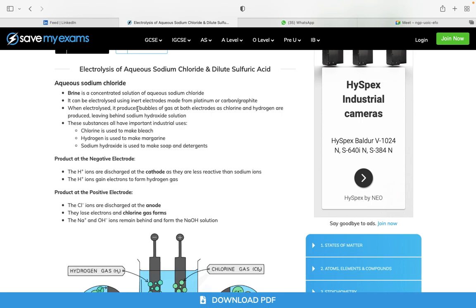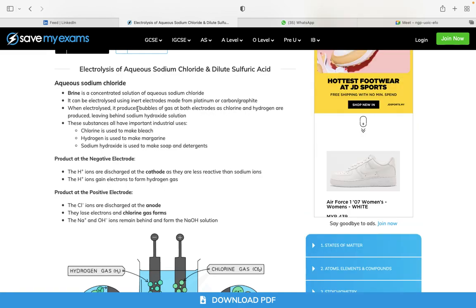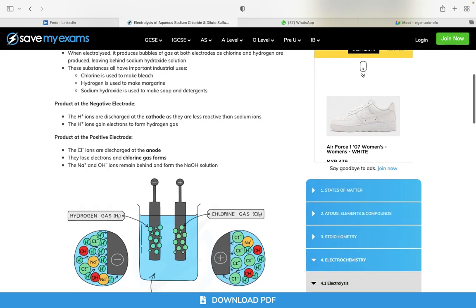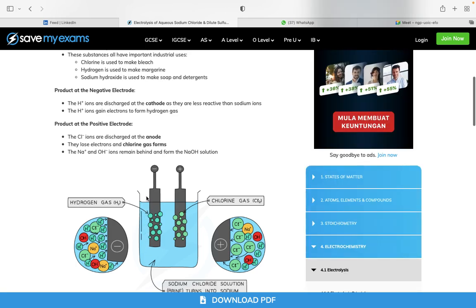So you can either use carbon as a name or you specifically mention graphite. Now, when electrolyzed, it will produce bubbles of gases at both electrodes, whether at the cathode or at the anode. Why? Because hydrogen ions will migrate. Hydrogen ions are positive ions. They will migrate towards the cathode, the negative electrode. All the hydrogen ions will line up here.